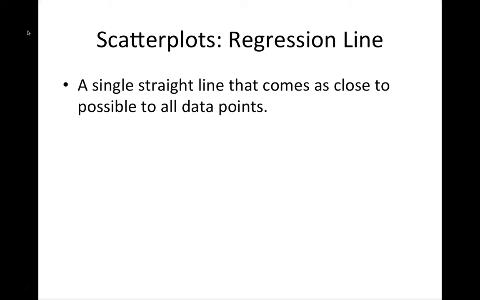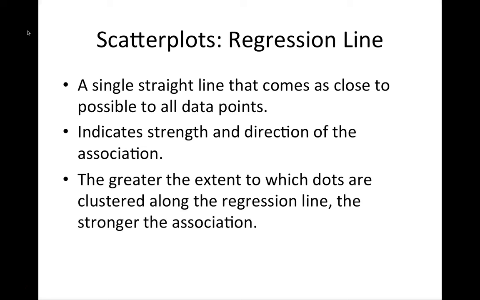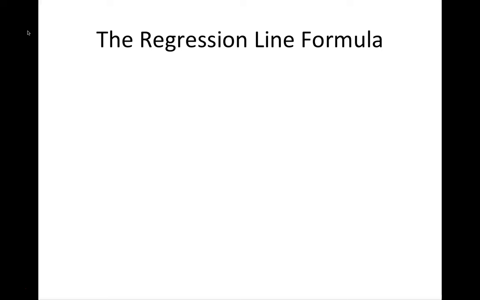The regression line is a single straight line that comes as close as possible to all of our data points. And it indicates the strength and the direction of the association between the two variables. And so the greater the extent to which the dots are clustered along that regression line, the stronger the association. And again, this will make more sense once you see a picture.